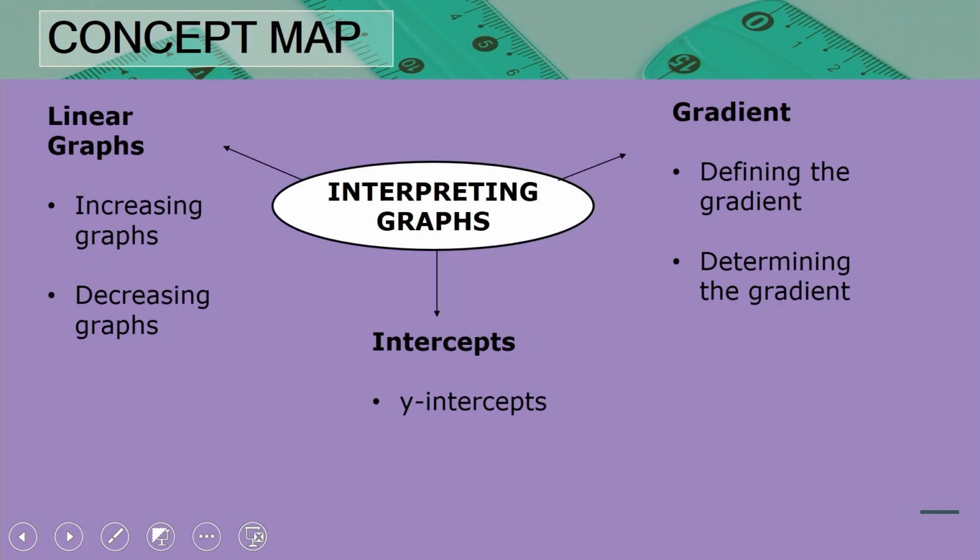So looking at our concept map for today's lesson, we have our topic, which is interpreting graphs. Then we are going to be looking at linear graphs, where we look at increasing graphs and decreasing graphs. Then next we are going to be looking at the gradient, where we define the gradient and also determine the gradient. And lastly, we are going to be looking at intercepts, where we are only going to focus on the y-intercept.